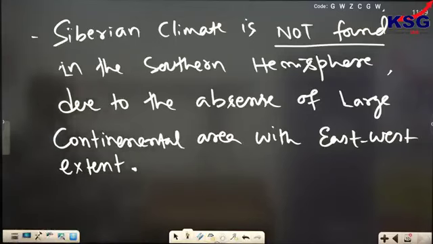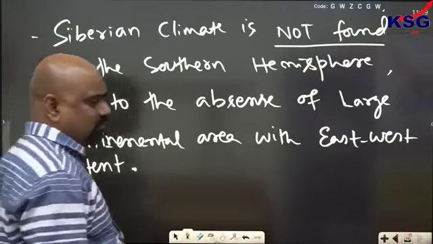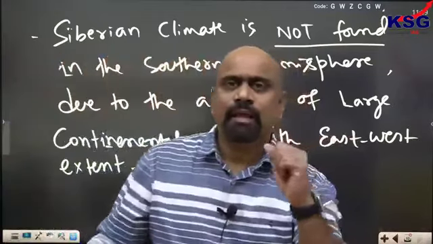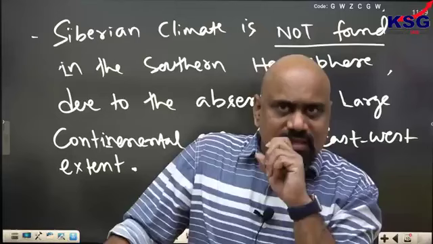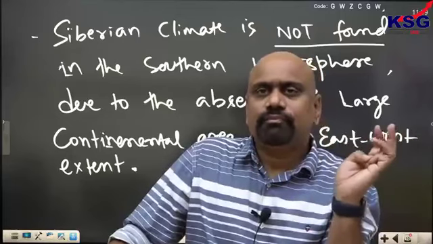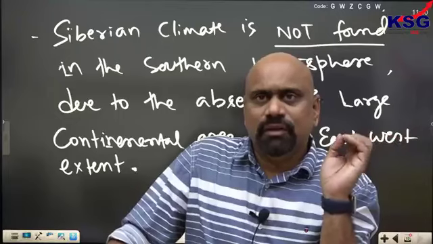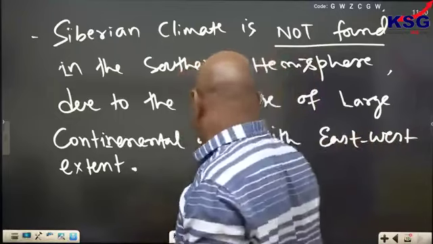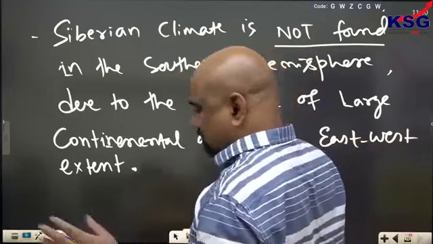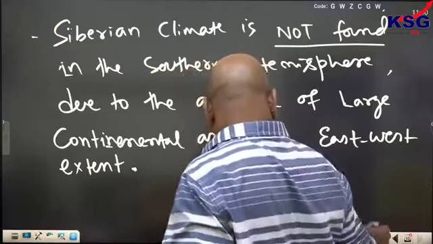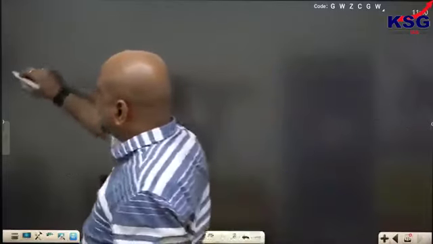Okay. So Siberian climate is not found in the southern hemisphere due to the absence of large continental area with east-west extent. But I said there are two places: in Asia you will find it, and in North America, nowhere else. It is in both places. Let us now look at this region, the Siberian part, as I said. What are the climatic characteristics?